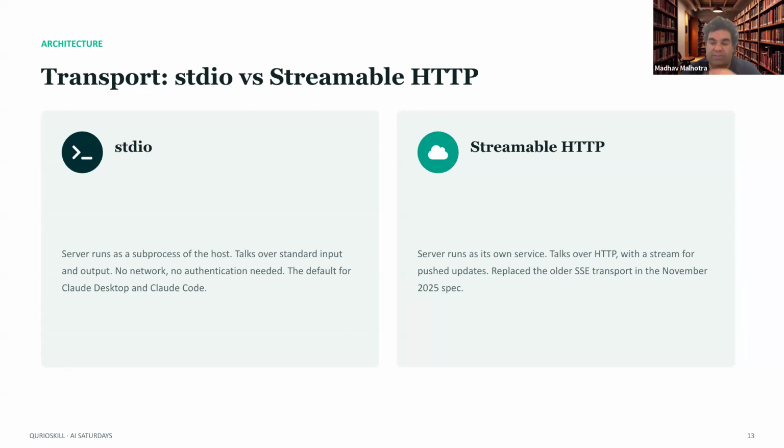Are the servers always running, or do they only run when they are called? So if it's an HTTP server, it should always be running. But if it's a local server, it starts running when an AI agent client tries to connect with it. But an HTTP server should always be up.